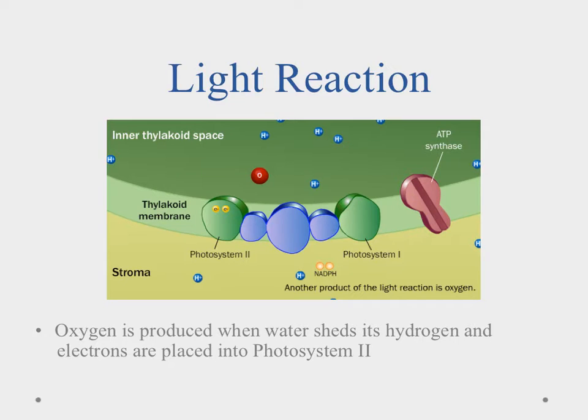Now our second product that was formed is going to be this oxygen over here. If you can recall, it was over here as a water molecule, and it's going to shed its hydrogen. So its hydrogens are going to be released out here, and as that happens, it's going to release some electrons into photosystem 2 once again. So we have another way of putting electrons into photosystem 2.